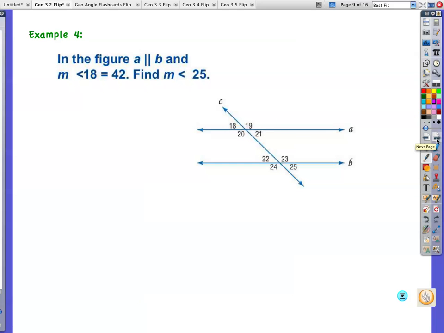Example 4. They tell us that line A and line B are parallel. They don't show you in the picture, but they tell you in the write-up. Angle 18 is 42 degrees. Find the measure of angle 25. So here's angle 25. Here's 18. They are alternate exterior angles, and since they're alternate exterior, they get to be congruent. So the measure of angle 25 is equal to 42 degrees.